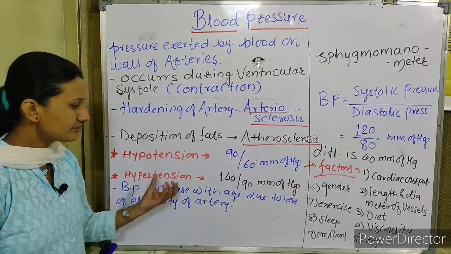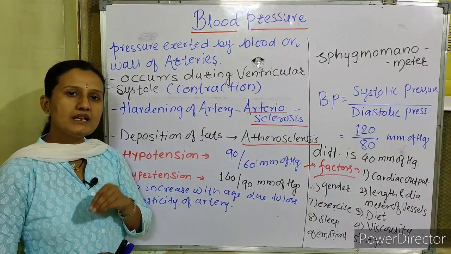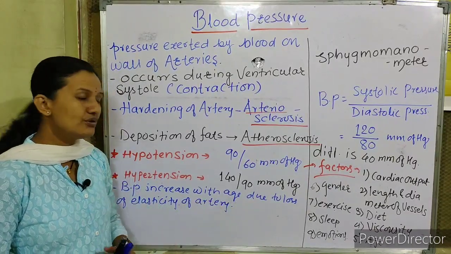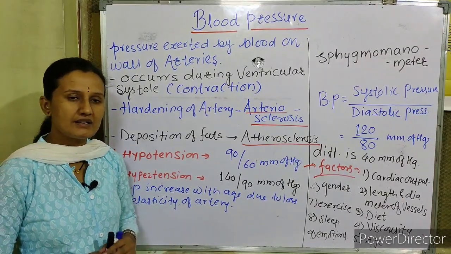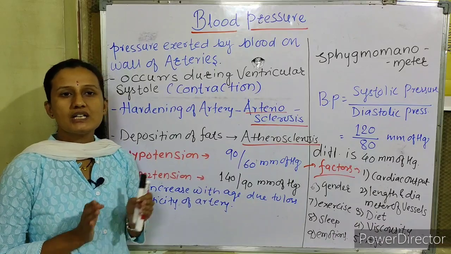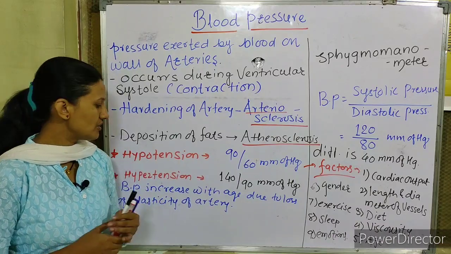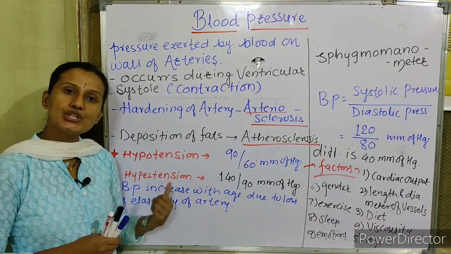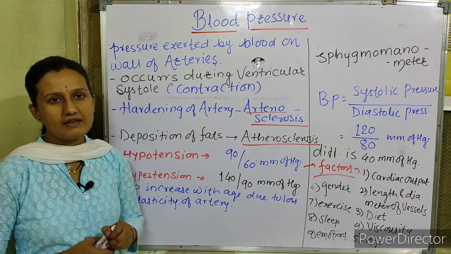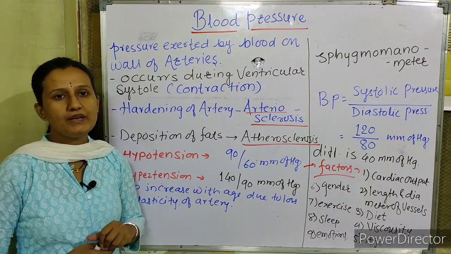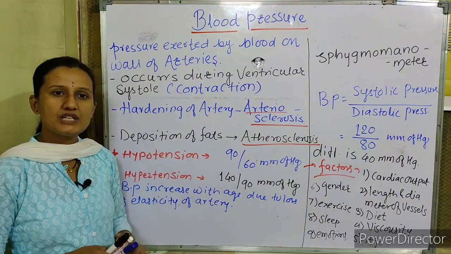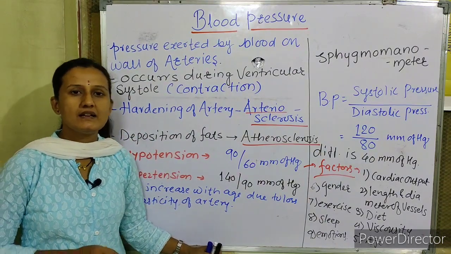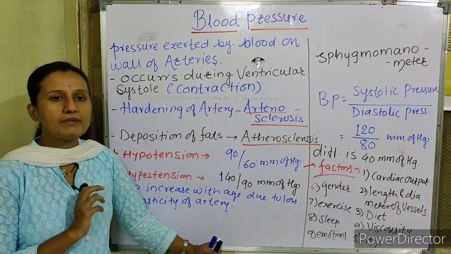Then normally the BP increases with age due to that loss of elasticity in the artery. एजच्या नुसार आर्टरीची इलास्टिसिटी लॉस्ट होत जाते आणि BP काय होत जातं, वाढत जातं. Hypertension is also called high BP, high blood pressure. And with this blood pressure, one of the factors related is the pulse rate, or pulse as we say.